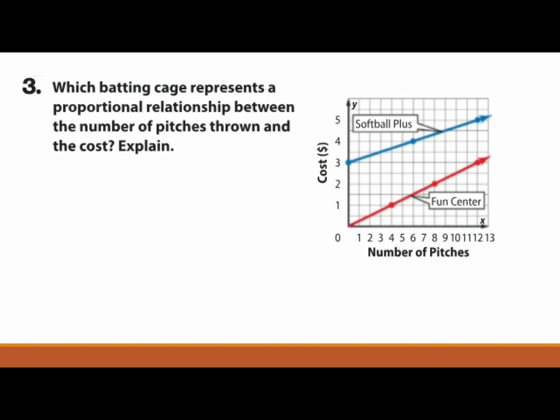All right, I want you to just look at this, and I want you to answer this. I'll give you a couple seconds after I read the question. Just do this mentally. Number 3, it says, which batting cage represents a proportional relationship between the number of pitches thrown and the cost? Which one is proportional between the number of pitches thrown and the cost? Explain. All right, giving you a couple seconds. Which one's proportional? Is it softball plus? Okay, this line represents softball plus.